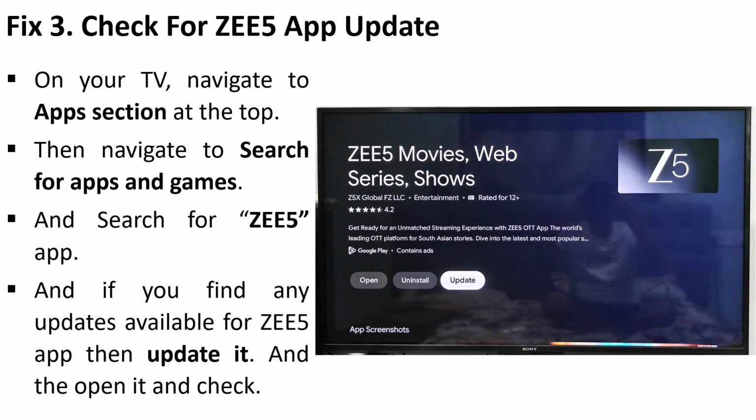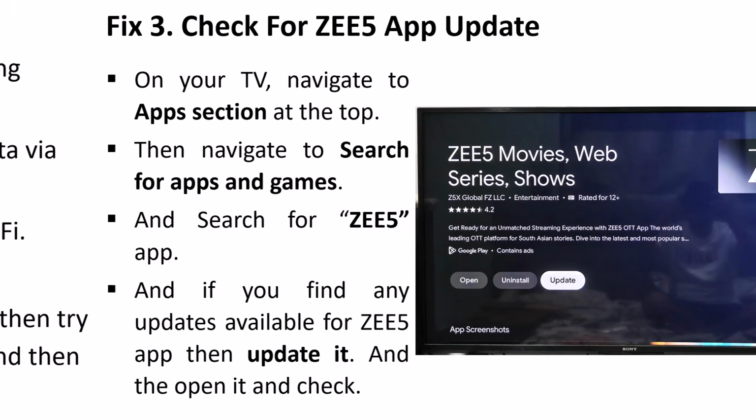Fix 3 is to check for ZEE5 app update. So on your TV, navigate to apps section at the top, then navigate to search for apps and games and search for ZEE5 app. And if you find any updates available for ZEE5, then update it. And then after updating the ZEE5, open it and check.